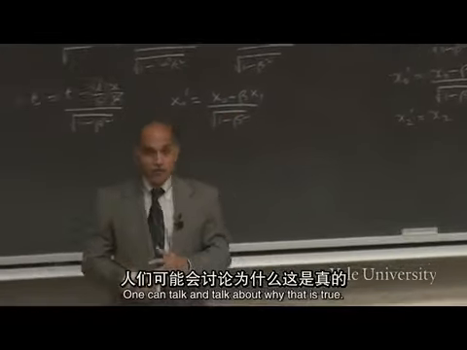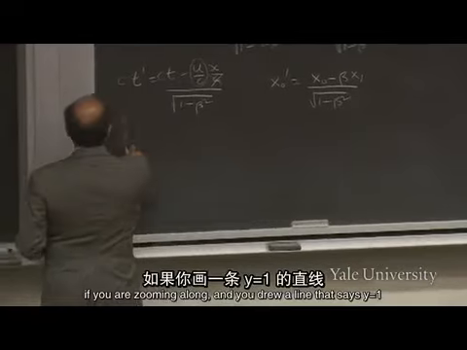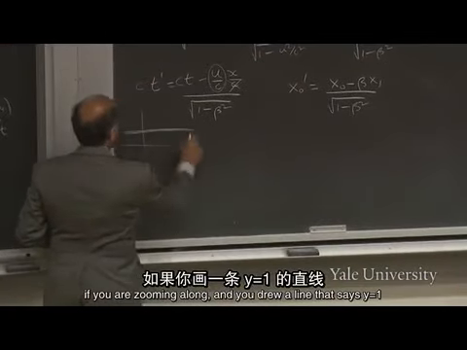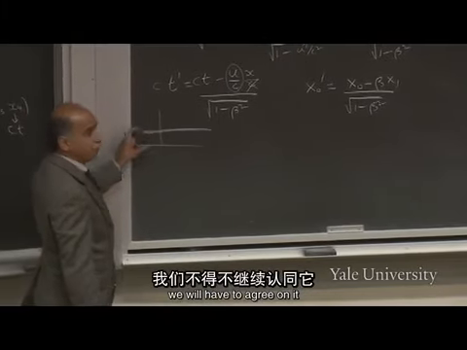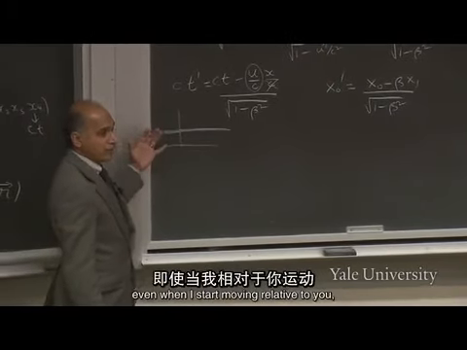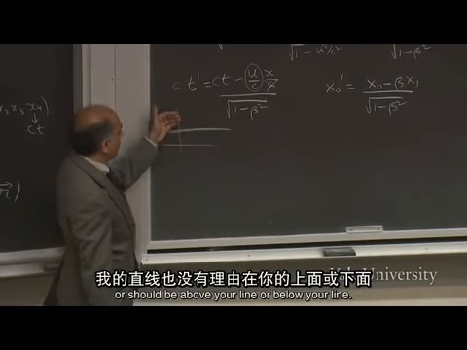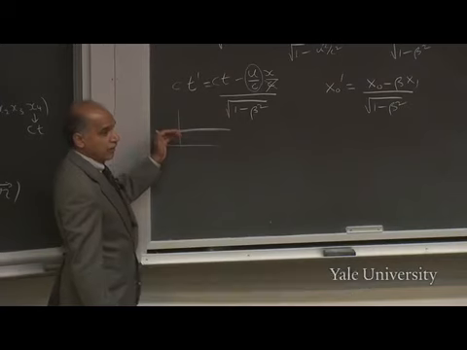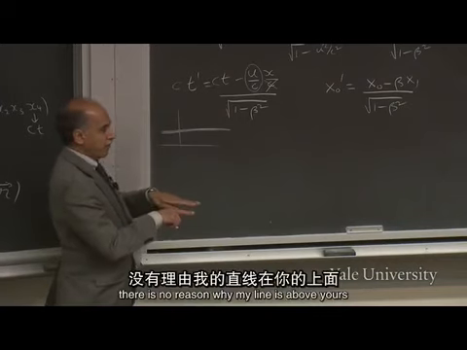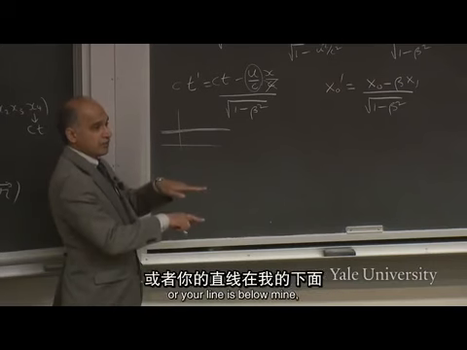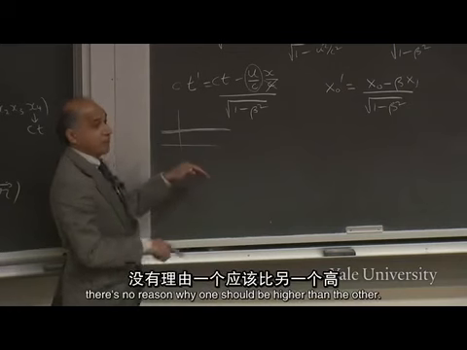One can talk about why that is true. Basically, what we're saying is, if you're zooming along and you drew a line that says y equal to 1, and originally we agreed on it, we'll have to agree on it even when I start moving relative to you. Because you got your own line, and there's no reason your line should be above my line or below my line. If the lines originally agreed, there's no reason why my line then's above yours or your line's below mine, because by symmetry, there's no reason why one should be higher than the other.